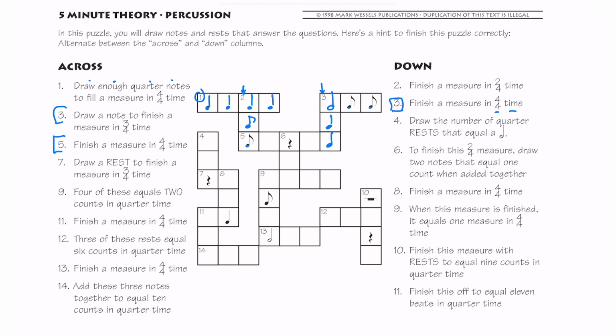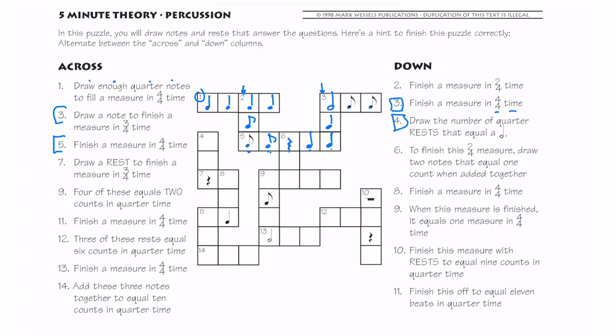Number 5 across. Finish a measure in 4/4 time. So I have half of a count. A quarter rest is another count, 1.5. A quarter note is a count. That's 2.5 counts. So I know that I need that half count, right? That would make it 3. And now my last box here is 1 count. So here's 1, 2, 3, 4. Okay, if I counted it, 1 and rest, 3, 4. All right, you getting the hang of this? Okay, where am I at?